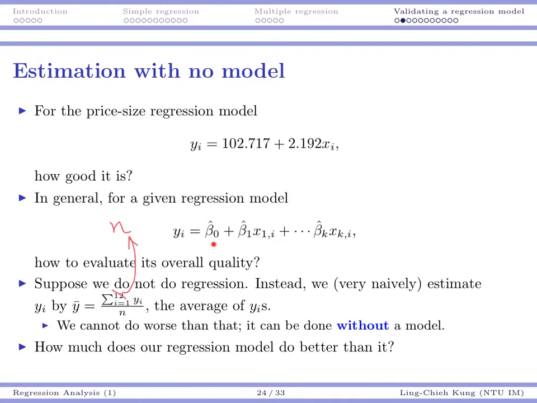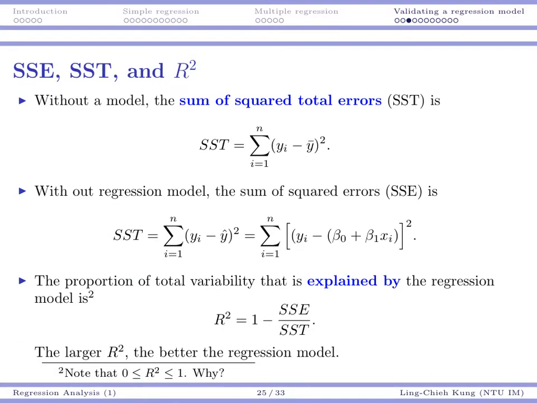We have something we believe is smart, and we have something that we believe is very stupid. We want to know how much better we are with that so-called smart model. So here are some variables that we define. First, if we only have the simple mean, when we have no model, the sum of squared total errors is called SST, and it is the sum of the squares of all the deviations with respect to the simple mean.